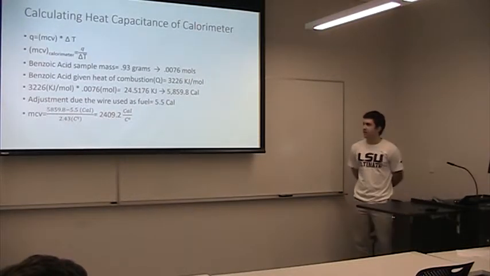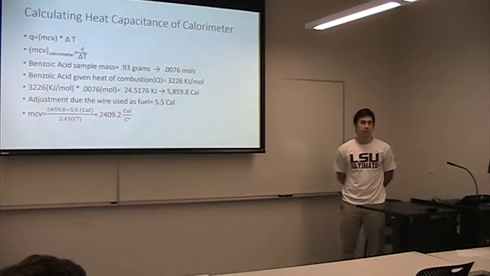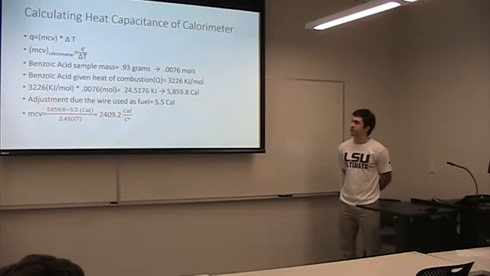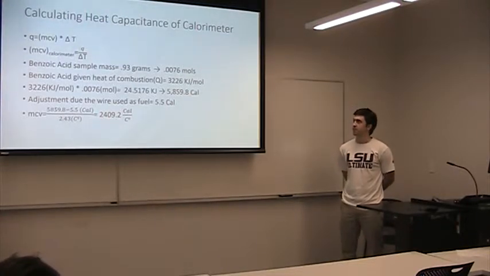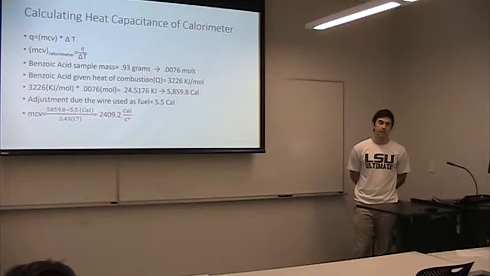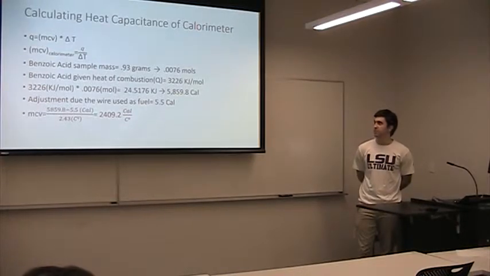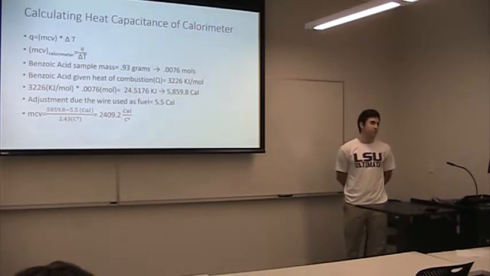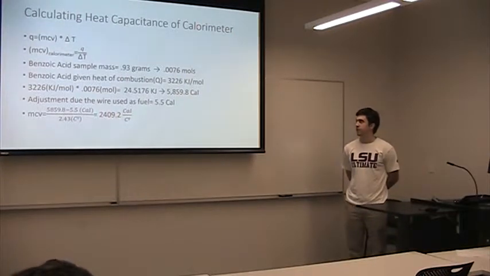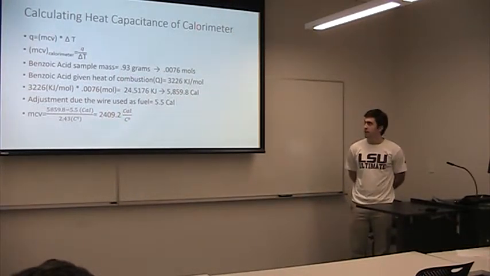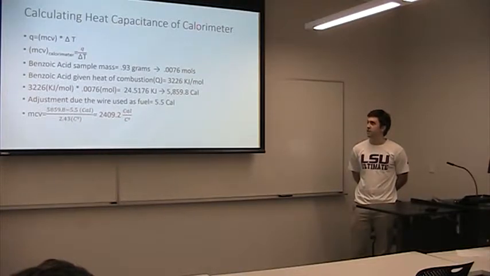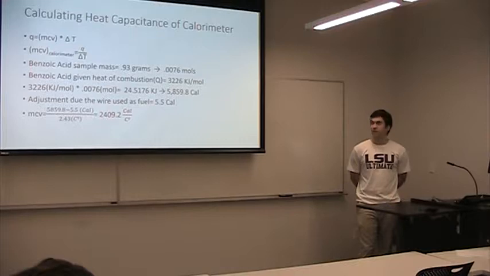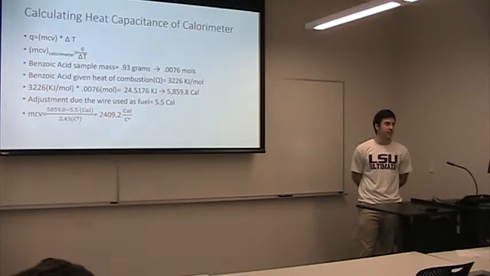So the first step was to find the thermal capacitance for the benzoic acid tablet. You do this using one of those two equations at the top. This comes from the first law of thermodynamics. And combined with the known mass of the benzoic acid, which was 0.93 grams, convert that to moles. And then you use the known heat of combustion for the benzoic acid tablet. This was around 3,200 kilojoules per mole. Using the mass with the heat of combustion, you multiply those together to get the total heat for the benzoic acid tablet. As you can see, you get around 24.5 kilojoules, and you convert that to calories.